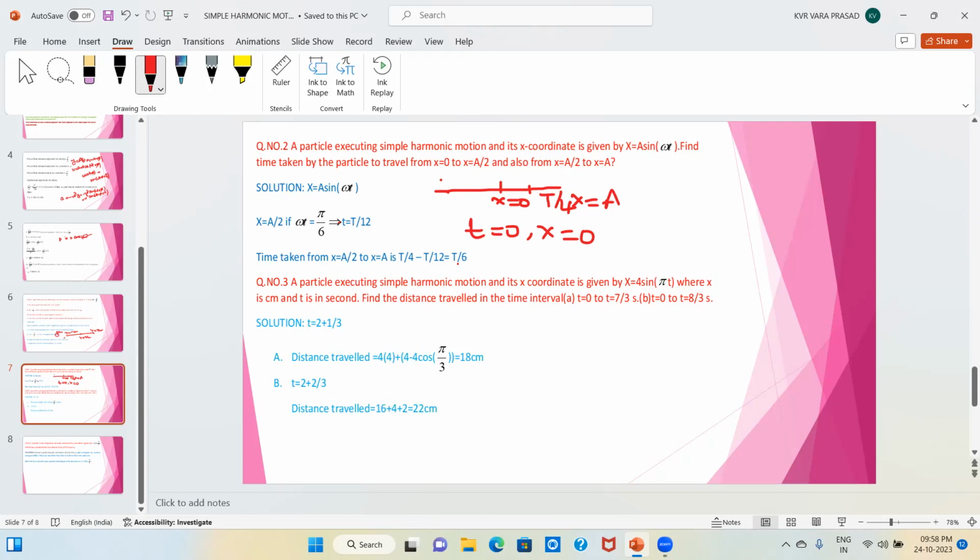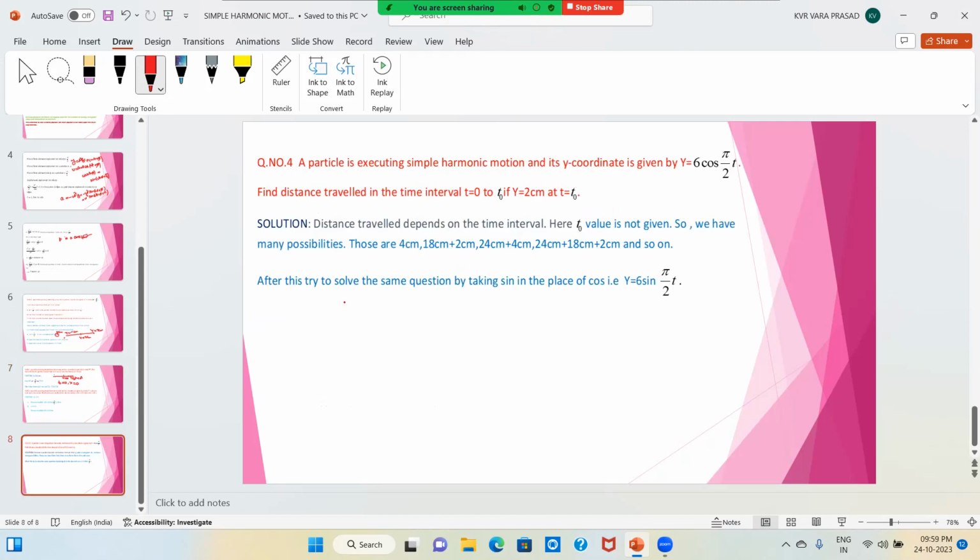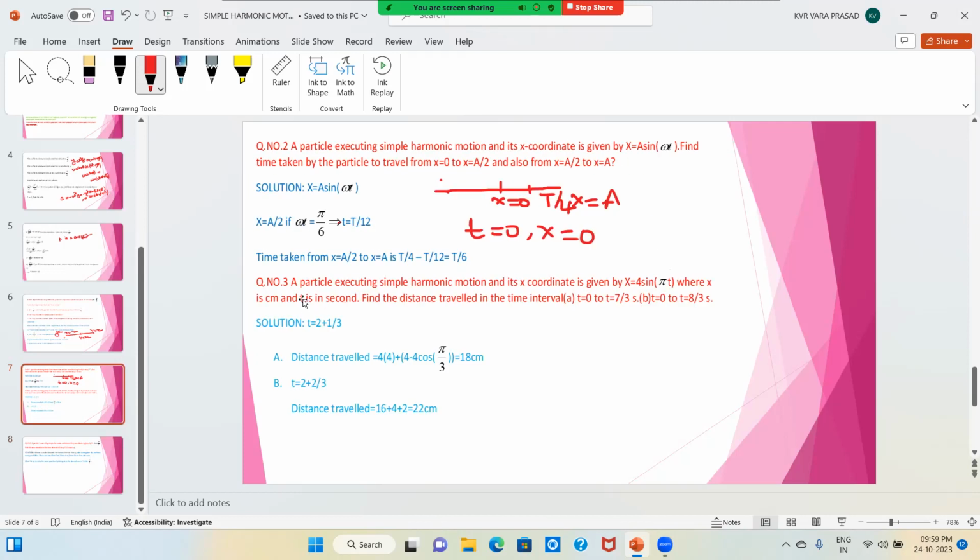Right. Let us now go for question number 3. A particle executing simple harmonic motion has its x coordinate given by 4 sin pi t, where x is in centimeter and t is in second. Find the distance traveled in the time interval t equal to 0 to t equal to 7 by 3, and t equal to 0 to t equal to 8 by 3.